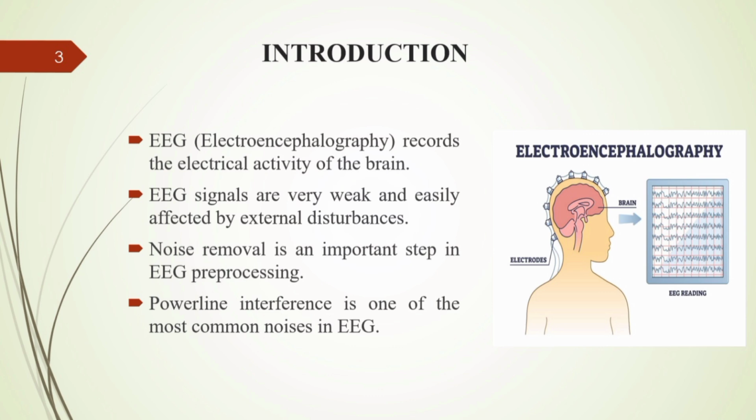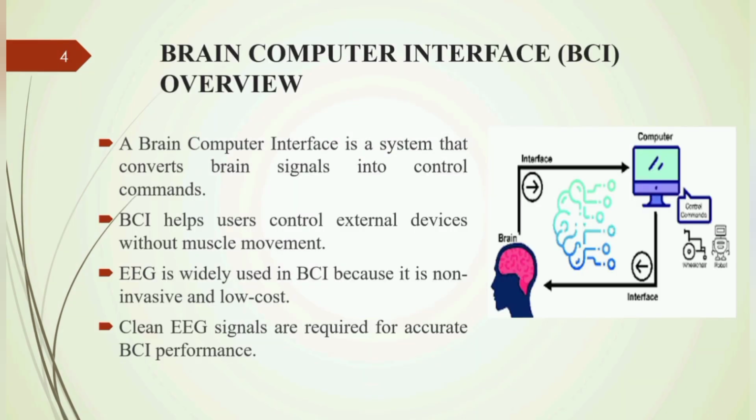Next, I will explain an overview of brain-computer interface. A brain computer interface or BCI is a system that converts the brain signals into control commands. It allows users to control external devices without any muscle movement. EEG is widely used in BCI because it is non-invasive, safe and low cost. For accurate BCI performance, clean EEG signals are required.